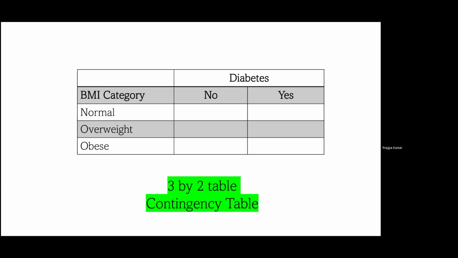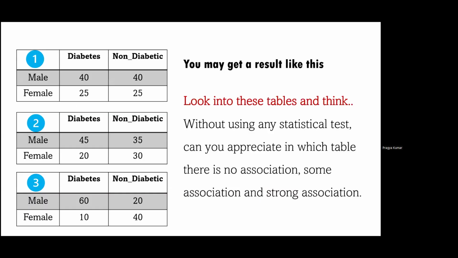Similarly, BMI category, I am using as an independent variable. So I have put it in rows, and then in the column I have put diabetes. So this is a 3 by 2 contingency table. Now these are the three tables, and you can see that male and female.